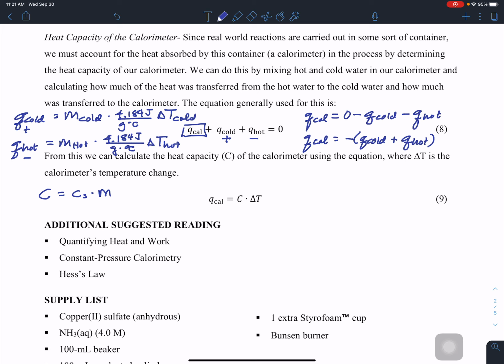So to calculate the heat capacity of the calorimeter, we are going to determine Q cal this way. So we know Q cal, and we know the delta T, and so we're going to rearrange this, and the heat capacity for the calorimeter equals Q cal divided by the change in temperature. So we'll do that experiment with the water 2 times, and find C for both trials, and then use the average.